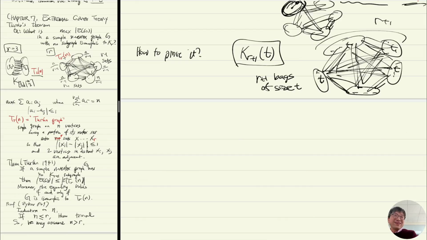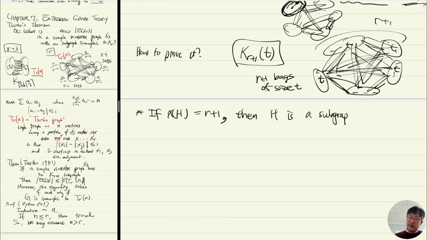All right. Why do we think of that? Because note that if H has chromatic number r plus 1, then H is a subgraph of K_{r+1}(t) for some t, right? Because you can choose t as big as we want, right?